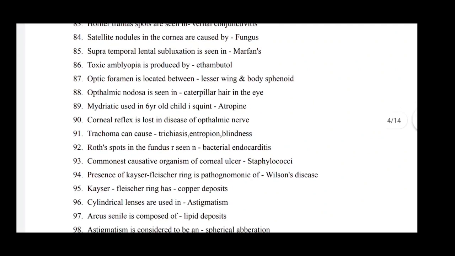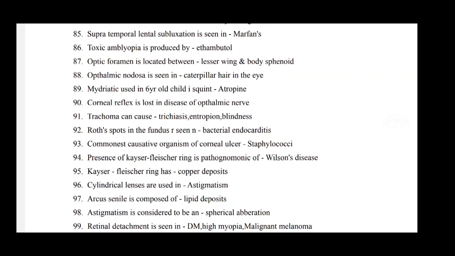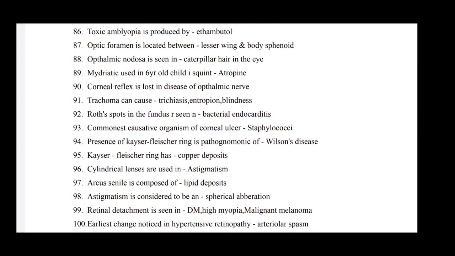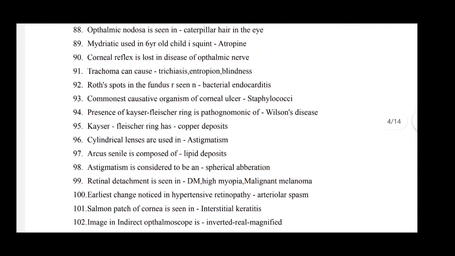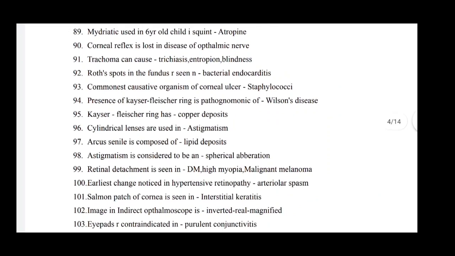Satellite nodules in the cornea are caused by fungus. Superotemporal lens subluxation is seen in Marfan's. Toxic amblyopia is produced by ethambutol. Optic foramen is located between the lesser wing and body of the sphenoid. Ophthalmia nodosa is seen with caterpillar hair in the eye. Mydriatic used in a 6-year-old child with squint, atropine.